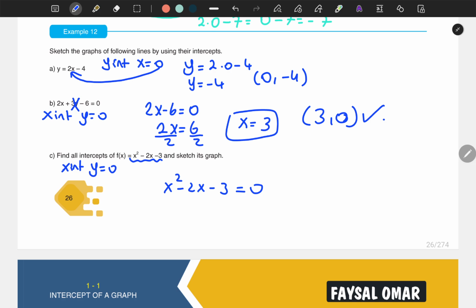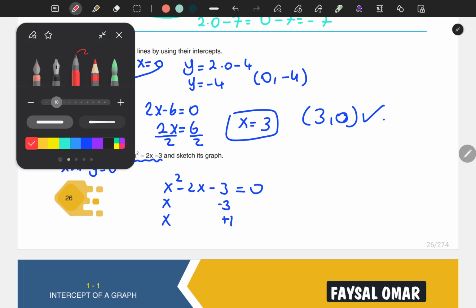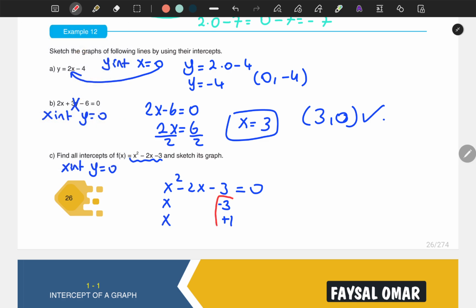About this question, do you know what I have to do? I have to use factorization. I have to write negative 3 and plus 1, and this is x and x. Now, pay attention. If I multiply those two numbers, is it equal to the last term? Negative 3 times 1, negative 3. Yes. If I add them, negative 3 and plus 1, is it equal to the middle term? Yes, negative 3 plus 1 is equal to negative 2. So, also true. It means the factorization is correct.